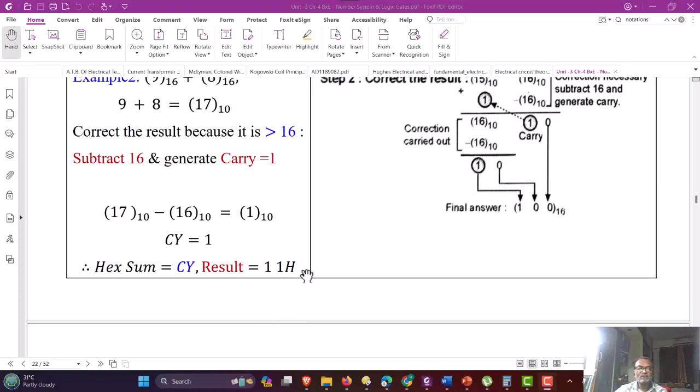You can convert 11H to decimal. That is 1 into 16 to the power 0, that is 1, and the second position, 1 into 16 to the power 1, means 16 into 1, plus 1, that is 17.